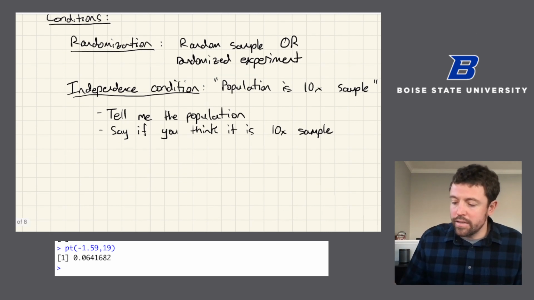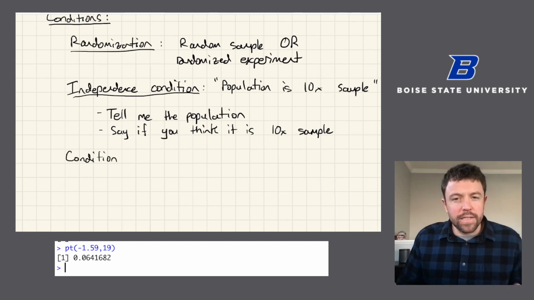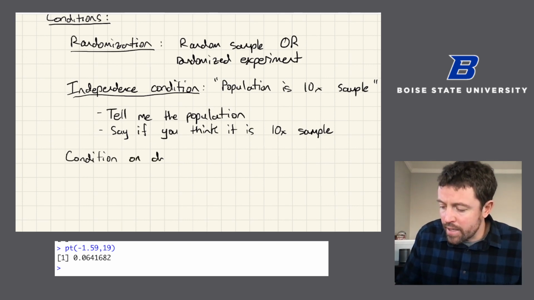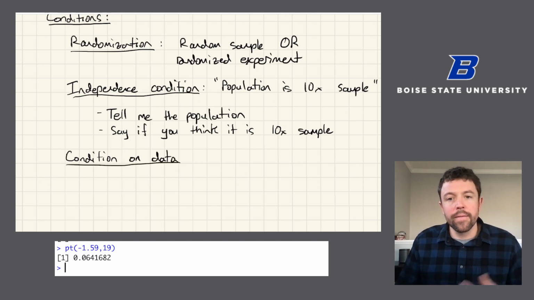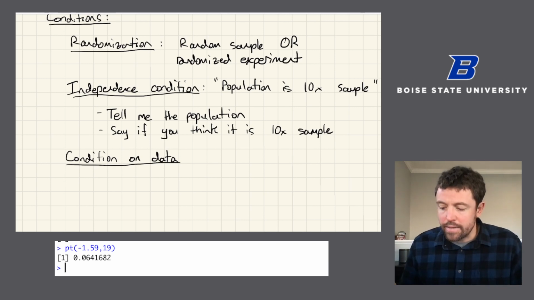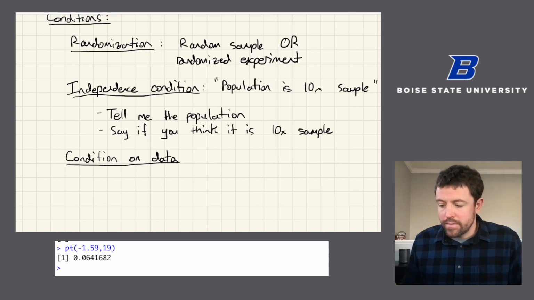All right, the final condition is the condition on data. And so as I said, the first two will always be the same throughout the different types of problems that we do. That is, randomization is always random sample or randomized experiment, and independence is always that we need a population 10 times the sample. There are some details in there sometimes, but you'll get really used to these. The condition on data is a specific thing to each type of procedure. So in this case, it's a hypothesis test. And the key to understanding the condition on data is it's all a question of how big our sample is.